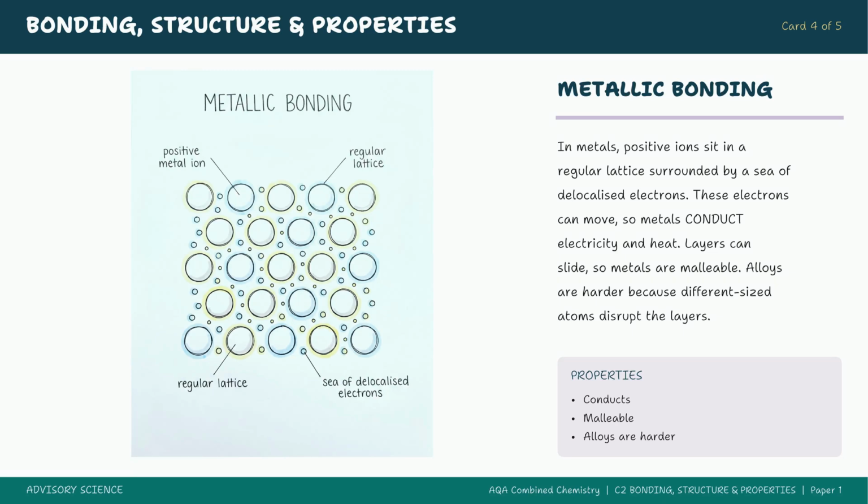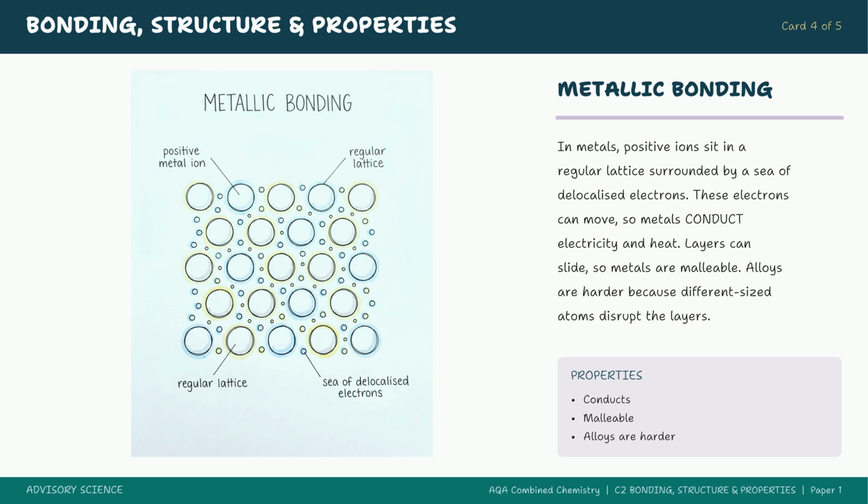Metallic bonding. In a metal, positive ions sit in a regular lattice surrounded by a sea of delocalized electrons. Those electrons are free to move, which is why metals conduct both electricity and heat. The layers of ions can slide past each other, so metals are malleable. Alloys are mixtures of a metal with other elements. The different sized atoms disrupt the layers, which is why alloys are harder than pure metals.